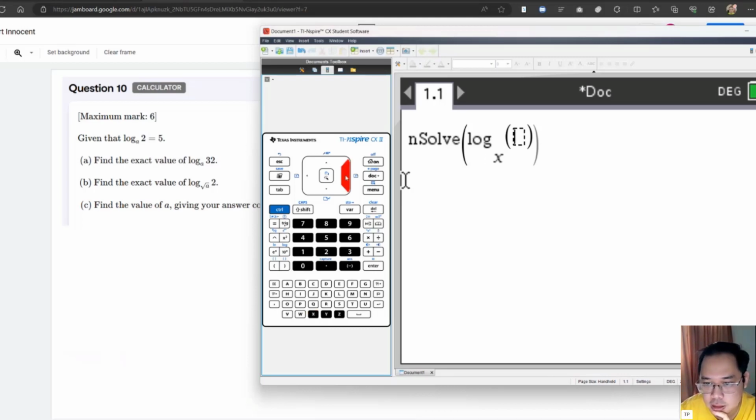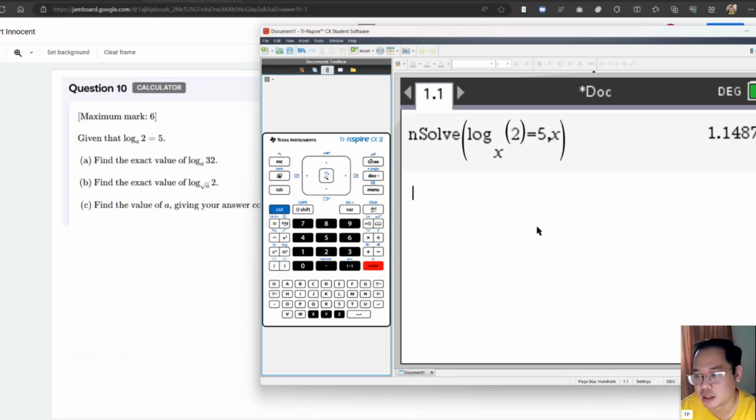And then the value here inside the bracket is 2. And then we need to enter an equal button, equal to 5. The next step, which is very important, you need to enter a comma and define the variable here. Click X to tell the calculator that X here is a variable that we want to find. And then this is our equation. And lastly, we hit enter. This is the base X.